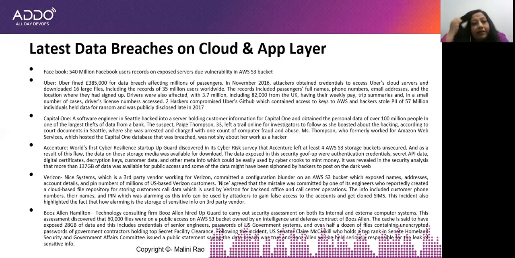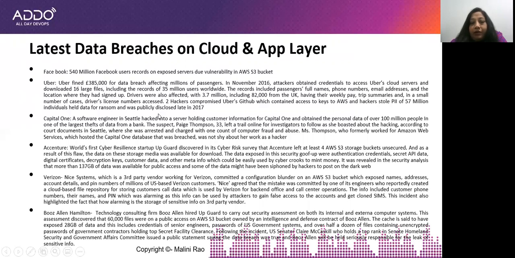What happened in the case of Uber is that two hackers compromised Uber's GitHub account, which contained access keys to AWS, and the hackers stole the PII of 57 million individuals, held the data for ransom, and it was publicly disclosed late in 2017. Again and again, Uber is getting fined for this, and Uber actually did not inform about this breach, and due to that they got fined twice.